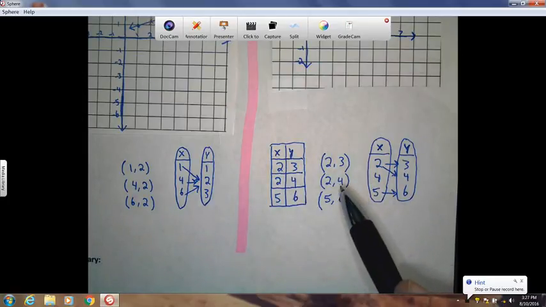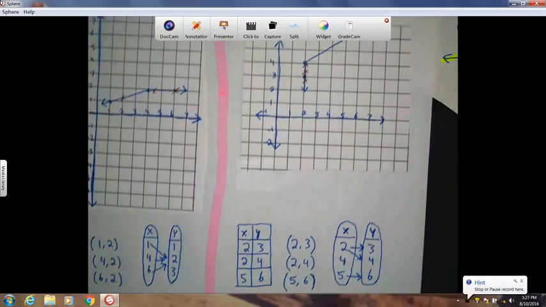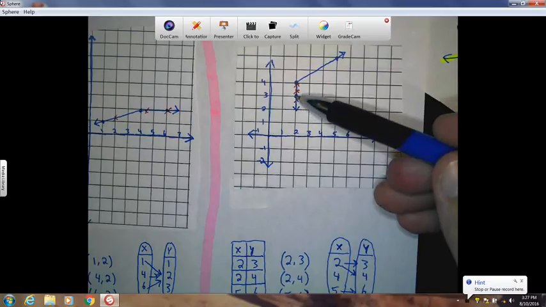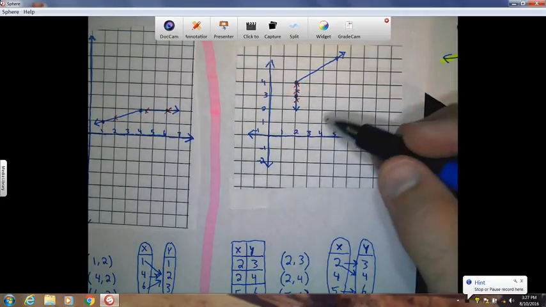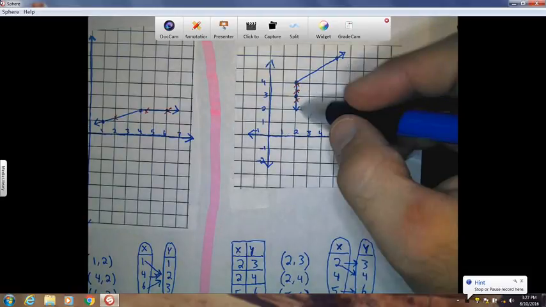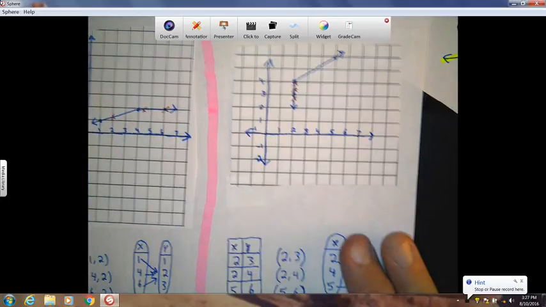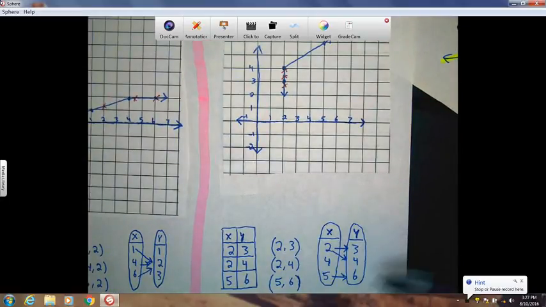functions. Hopefully this makes sense if you take the not functions and put those ordered pairs on a coordinate plane. Here are my points, 2, 3, and 2, 4. I'm going to intersect both of those points with a vertical line. So you can't have two different outputs, or it's not a function.